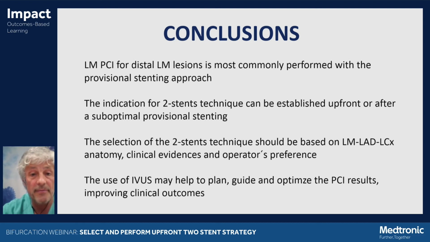So I finalize my case telling you that left main PCI for distal lesions is most commonly performed with the provisional stent approach. This is absolutely true. The indication for two-stent technique can be established up front, for example like in the Mirvat case, or after an optimal provisional stenting, like our case. The selection of two-stent technique should be based on the anatomy. This has been previously discussed by Goran perfectly. It is the anatomy, the clinical evidence, and the operator's skills and preference.